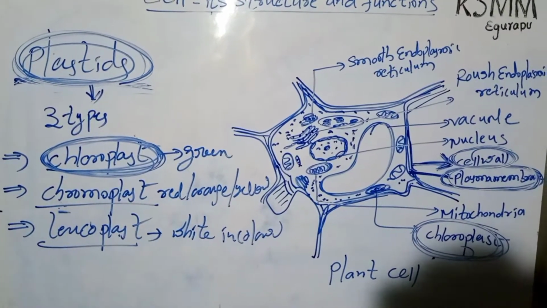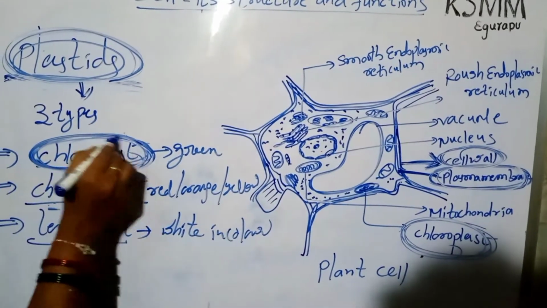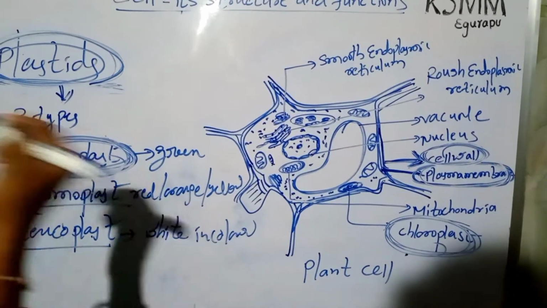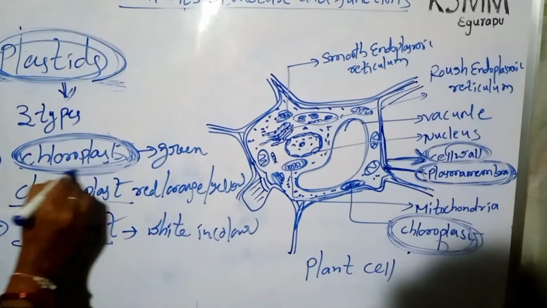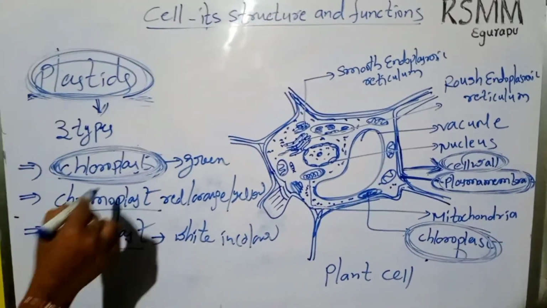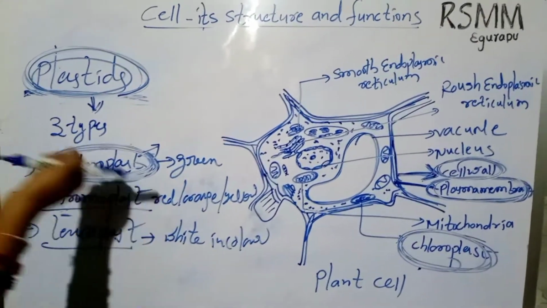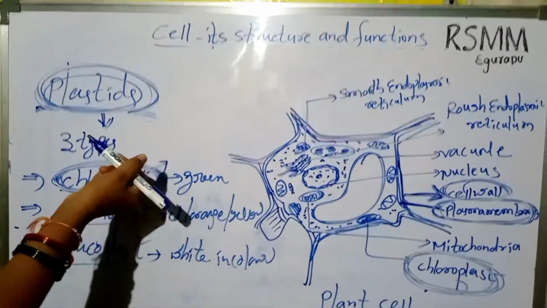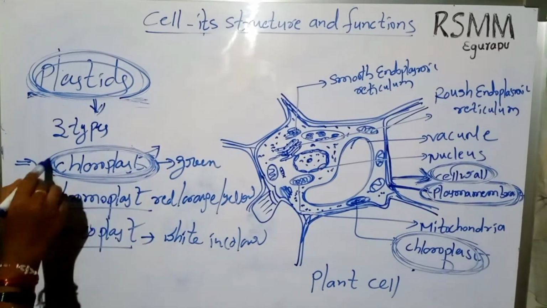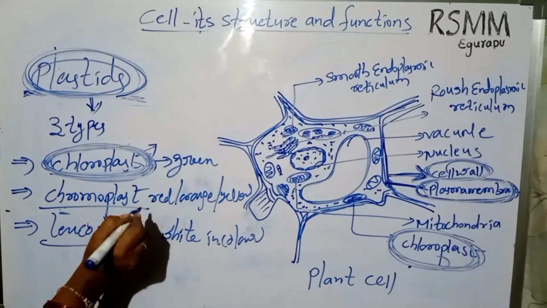The function of chloroplast is trapping the solar energy and converting light energy into chemical energy in photosynthesis. This total process helps to carry out photosynthesis.